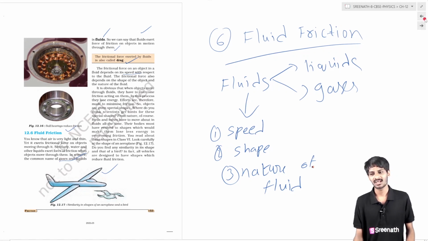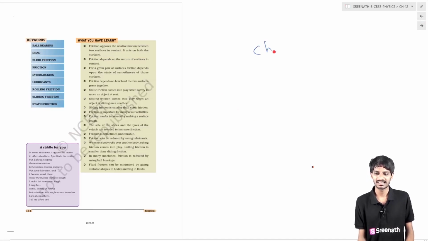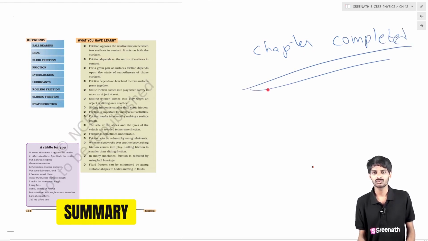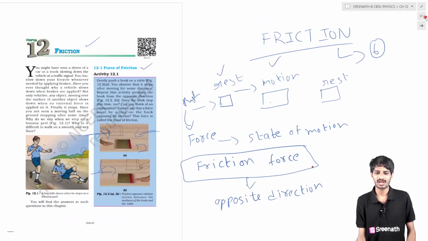Okay, that's all, students. Our chapter has completed. Then what do we have to do now? We have to do the summary of the whole chapter, students. Now we are going to have the summary of the whole chapter.